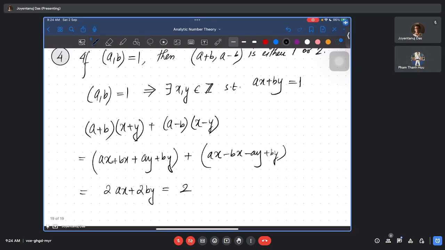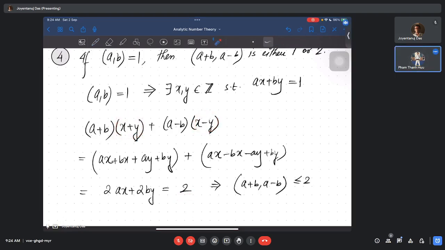So this implies that the GCD of A plus B and A minus B is at most 2, right? Because this is my new integers x and y, so that I am getting 2, so it has to be less than or equal to 2. So it is either 1 or 2.